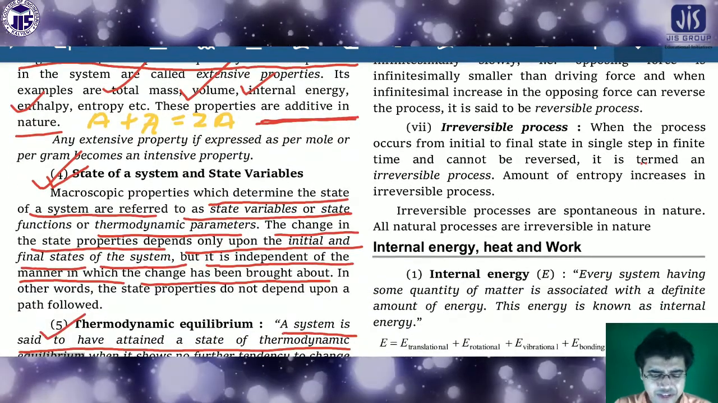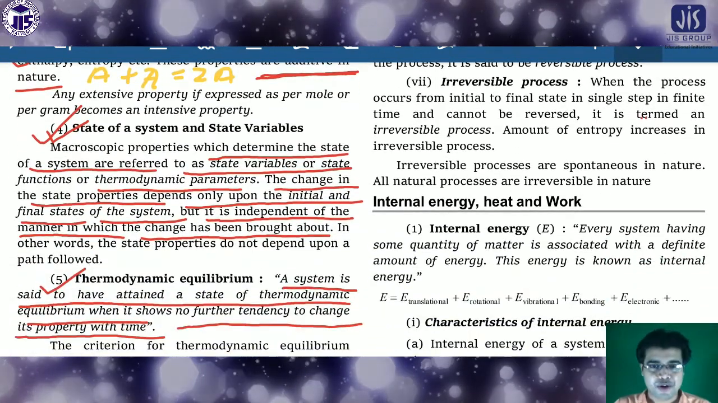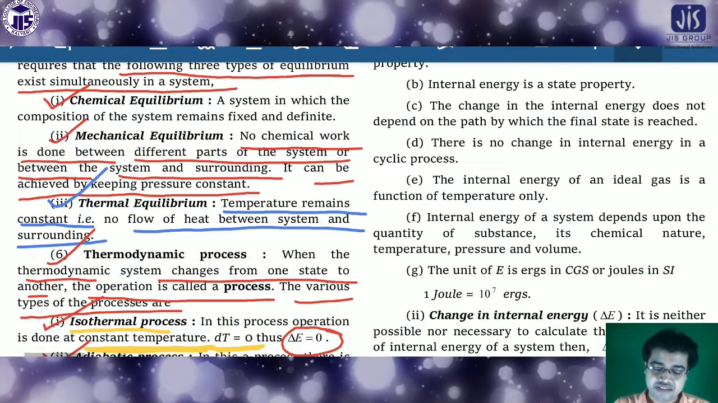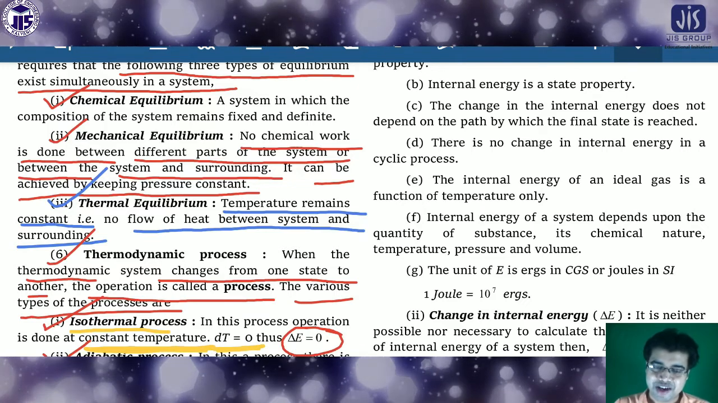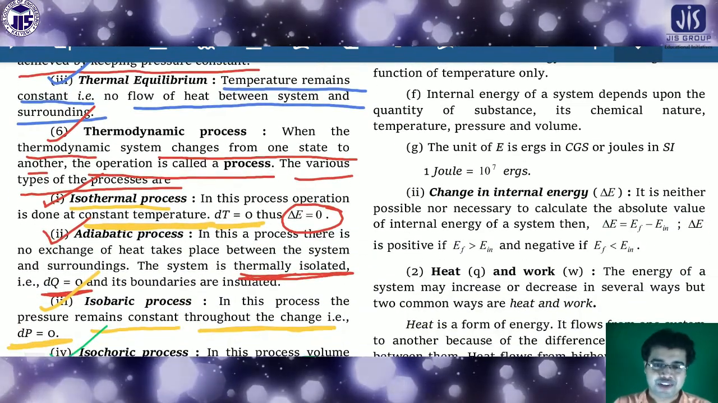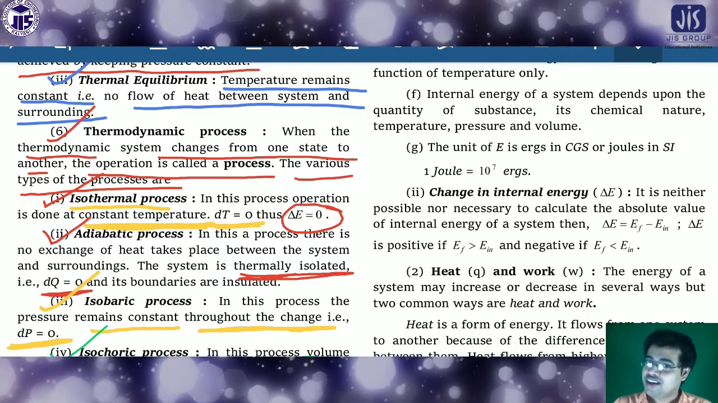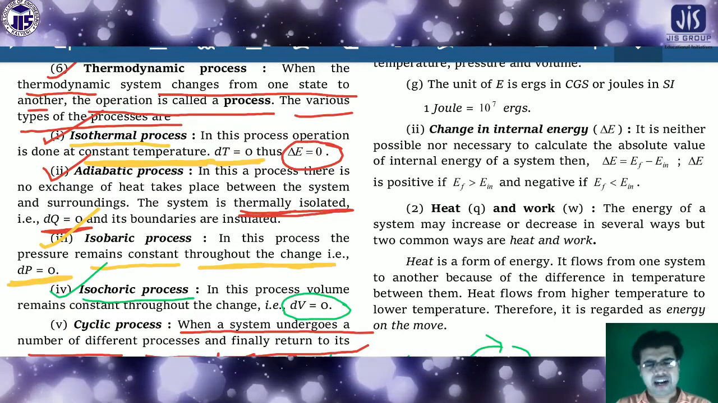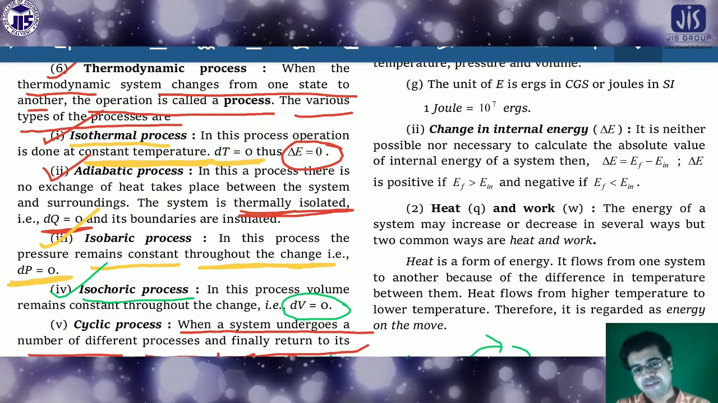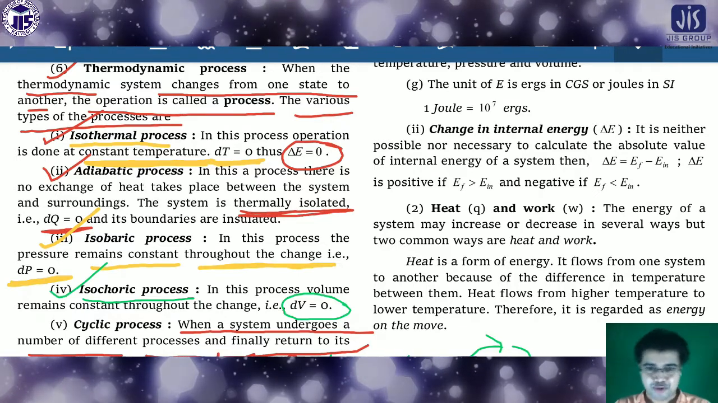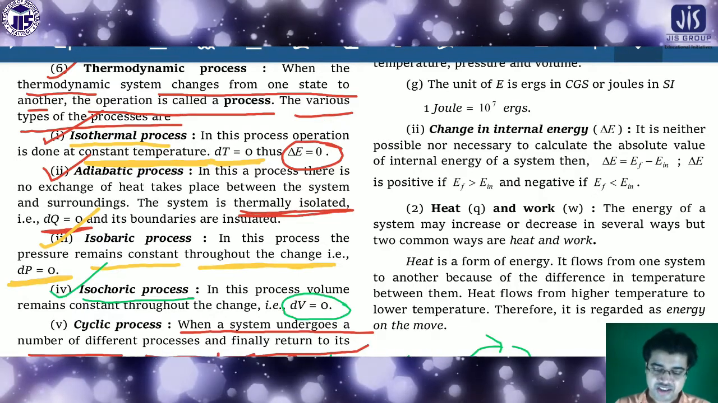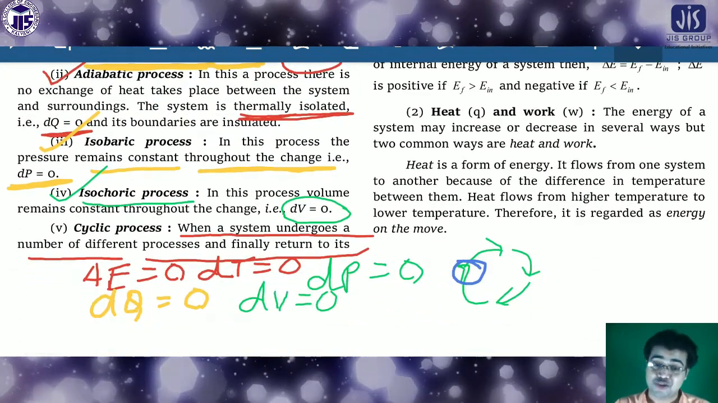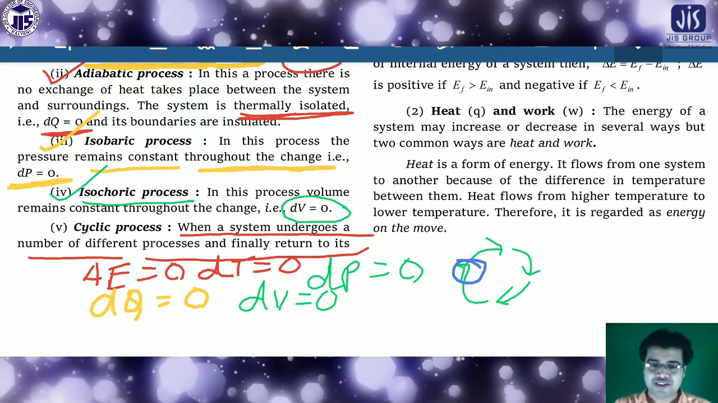Then we discussed the state of the system or state variables. We also discussed thermodynamic equilibrium. There are some kinds of equilibria, like chemical equilibrium, mechanical equilibrium, and thermodynamic equilibrium. All these things we discussed in the previous class. Then we discussed the process. There are different kinds of process, that means we can keep one parameter constant and continue the process. So they are isothermal process, adiabatic process, isobaric process, isochoric process, and cyclic process. All these things we discussed.